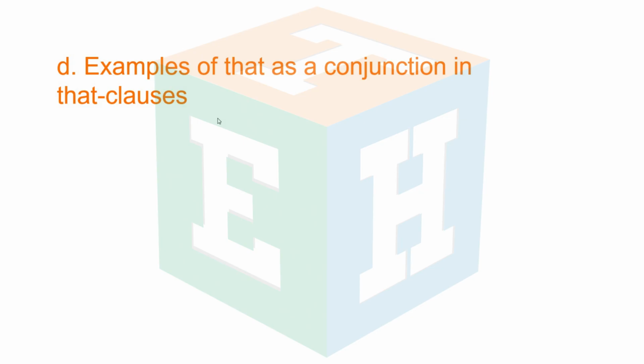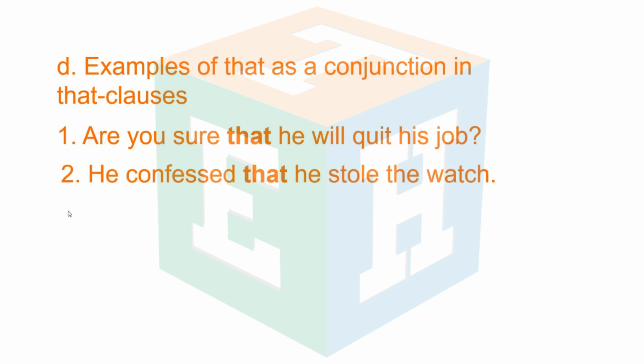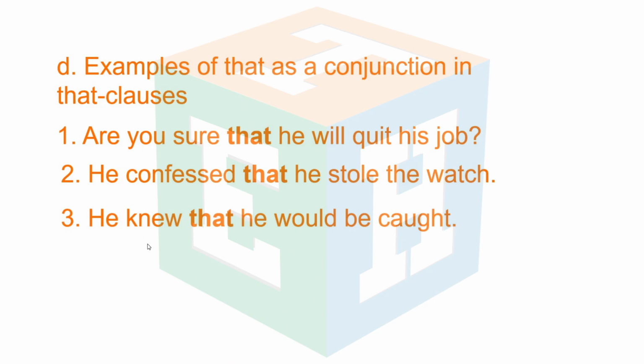D. The examples of that as a conjunction in that clauses. 1. Are you sure that he will quit his job? 2. He confessed that he stole the watch. 3. He knew that he would be caught.